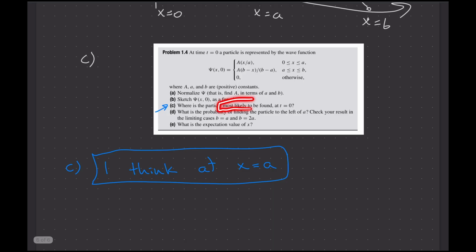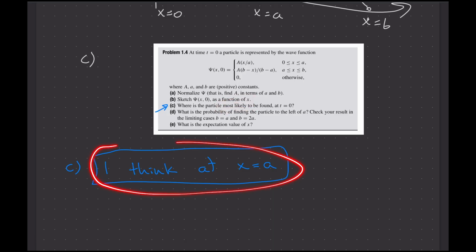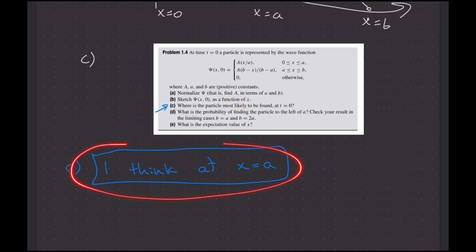Where's the particle most likely to be found? Now, like I said, and like I read in the book, this "most likely" is kind of confusing. What does it mean? I don't know, but we're going to say this and we're going to move on. We're going to see if the answer is correct or incorrect. I think the expectation value of x is going to be a bit easier. So we're going to do that, and then we're going to go back to D. Is that okay with you guys?